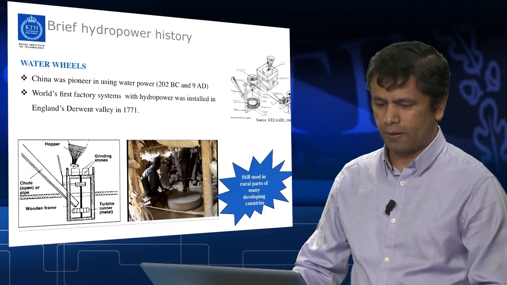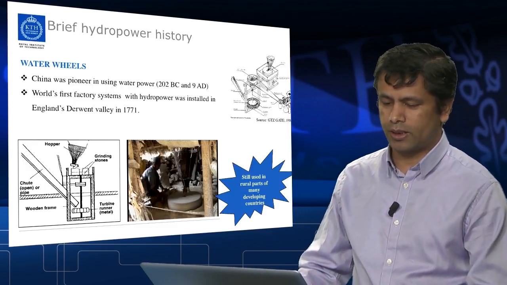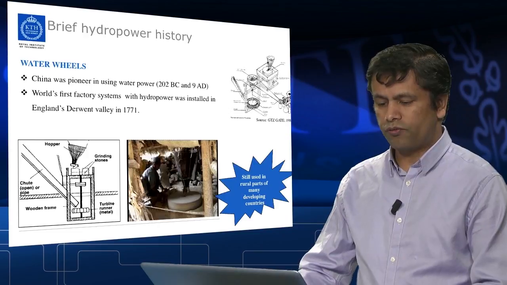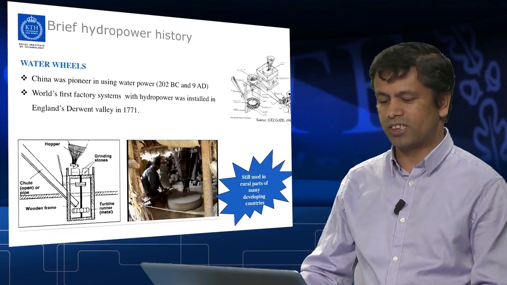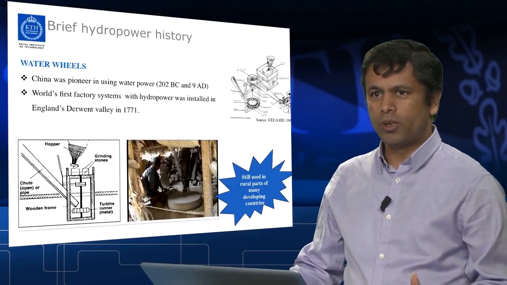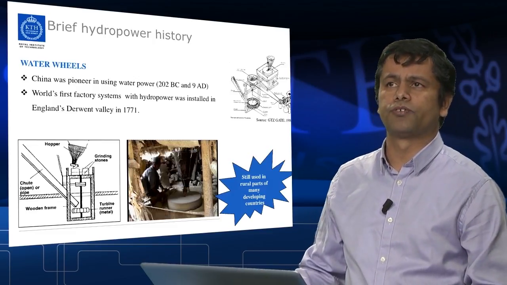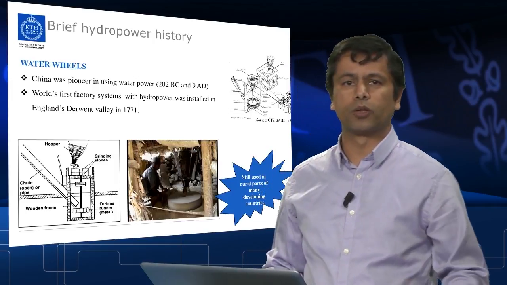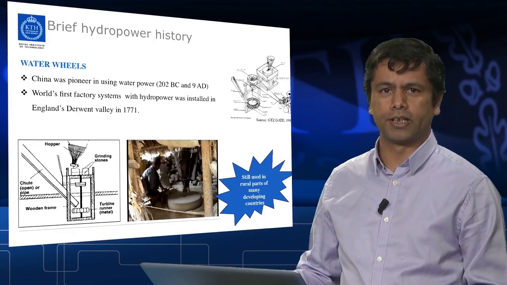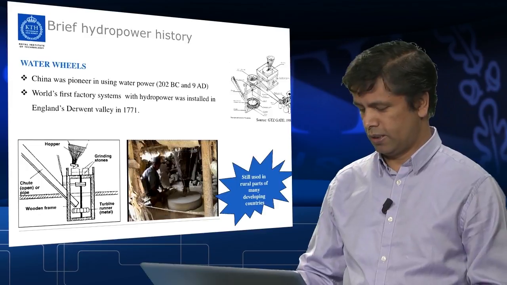I will start with a brief history on hydropower. The hydropower history started with water wheels, and if you look at the historical background, China was the pioneer in water power, from 2002 BC to 980. The world's first factory-based hydropower was installed in England in 1771. The water wheels were used in the past for end users in the rural areas, and that even continues today. If you look at the rural areas of developing countries, this is still not history in many developing countries.